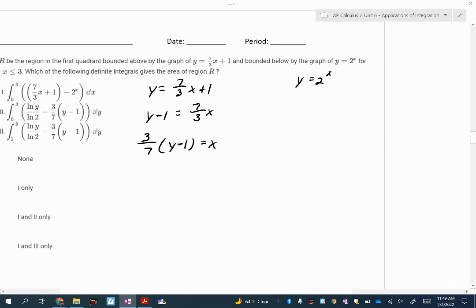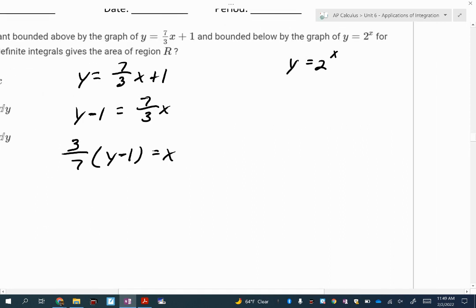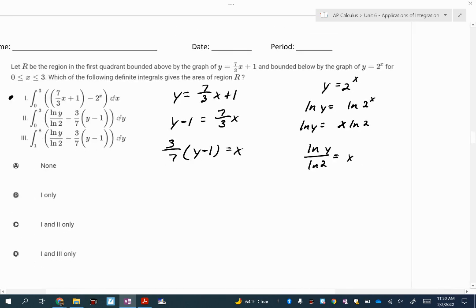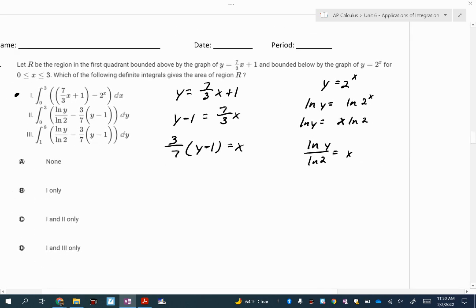Hopefully you remember from your days in pre-cal that we need to get rid of that x out of the exponent by taking the natural log of both sides. That's going to move the x in front. And then it's going to be the natural log of y over the natural log of 2 equals x. And the way that I know which one to pick is by the limits of integration. If you look at 2 and 3, you'll notice their limits of integration are different.